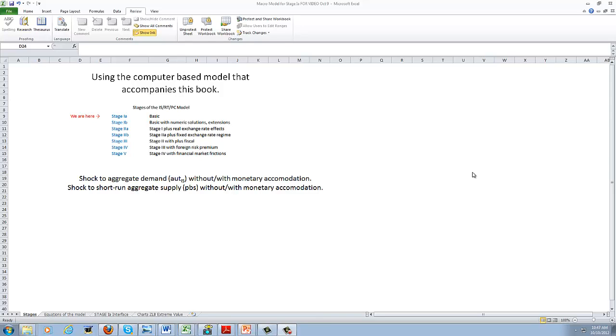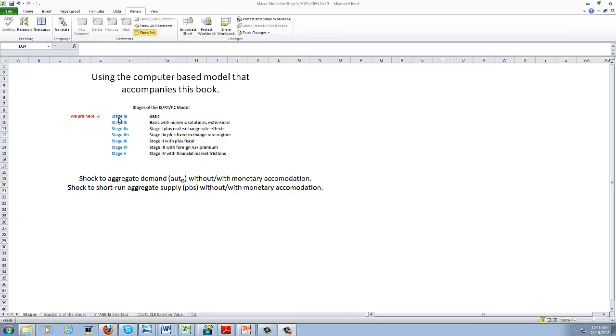Hello, in this video we're going to learn how to use the computer-based model that accompanies this book. Now I should mention that the model of short-run macroeconomic equilibrium in the book comes in stages of increasing complexity and increasing nuance. We start off at the most basic level with a closed economy, we move on to the open economy, we look at fiscal considerations, and then we even add some foreign risk premia and also financial market frictions. Accordingly, the computer model is also in stages of increasing complexity.